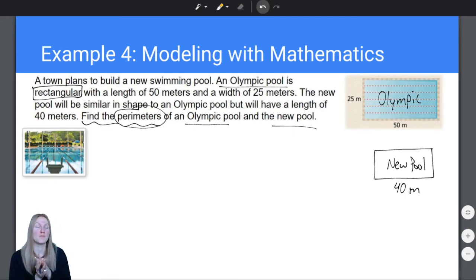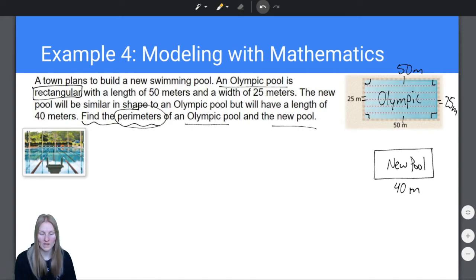rectangular. Remember from chapter 7 that we just finished, rectangles are a type of parallelogram. And parallelograms have opposite sides that are congruent. So I know that in this pool, because it is a rectangle, this side is 50 meters, and this side is 25 meters. So, when this problem wants me to find the perimeter of an Olympic pool, well, I can do that.